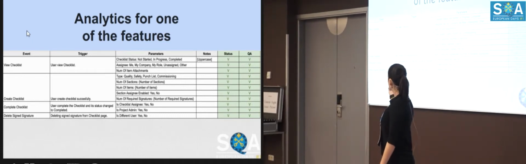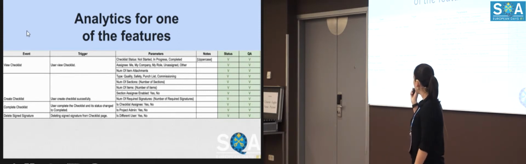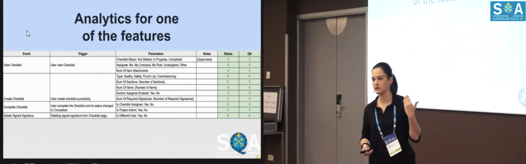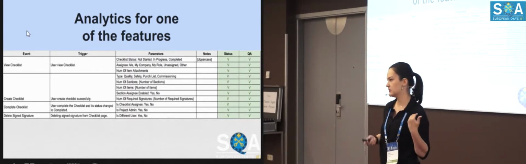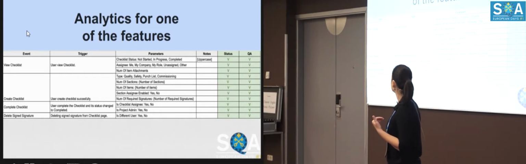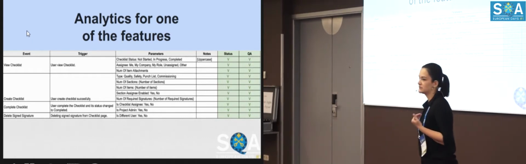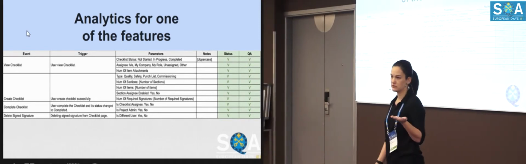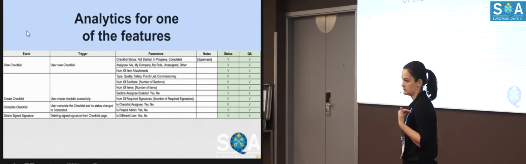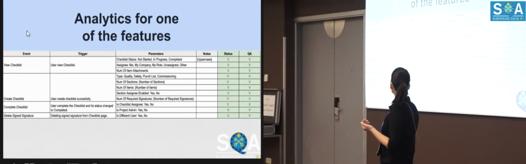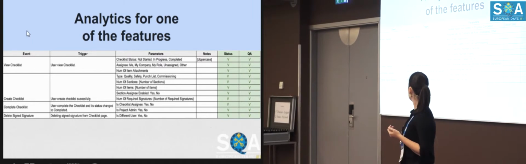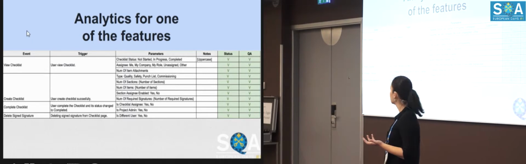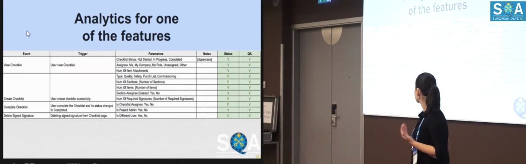So for example, for view checklist, the trigger for us is when the user opens a specific checklist. We receive a callback to Mixpanel, and we can see that the user opened that specific checklist. Together with this data, we can receive the checklist status. For example, if it's not started, it means that the user just opened it for the first time, or if it's in progress or completed. Also, we can see the assignee, to whom this checklist is assigned.